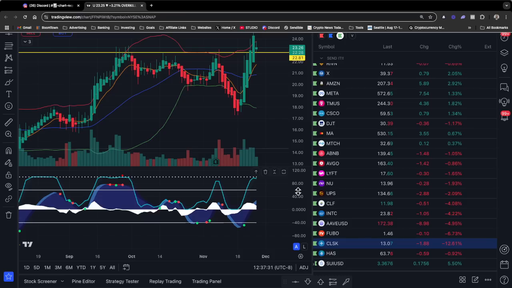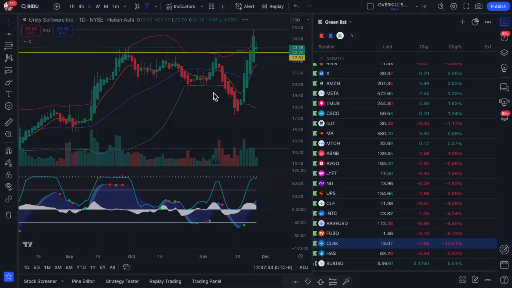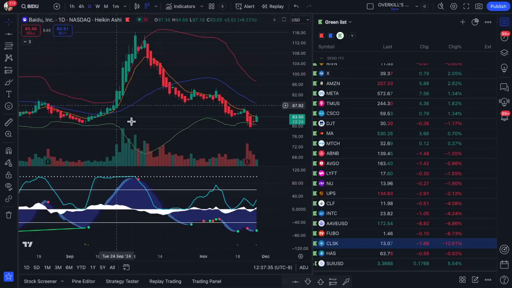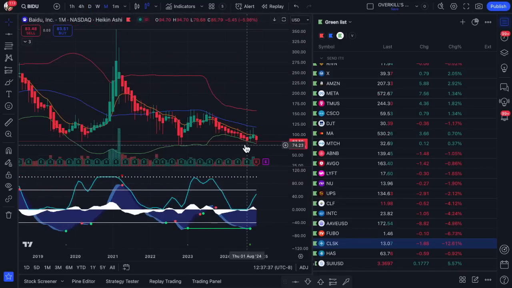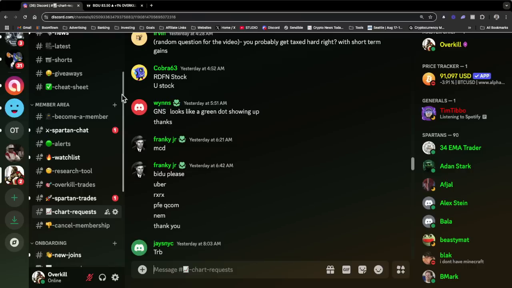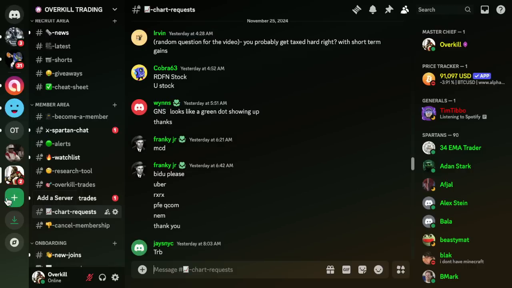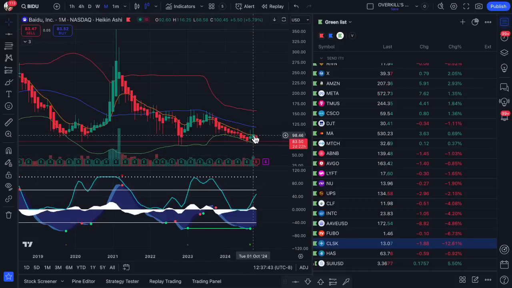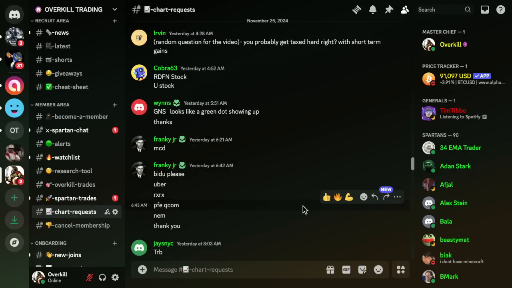McDonald's we covered. Baidu. Baidu is green today, but again, these Chinese stocks worry me, right? We got a red candle there. We got Trump, who is very hard on China right now. So, yeah, red candle. I don't like it. I just don't like the monthly chart.